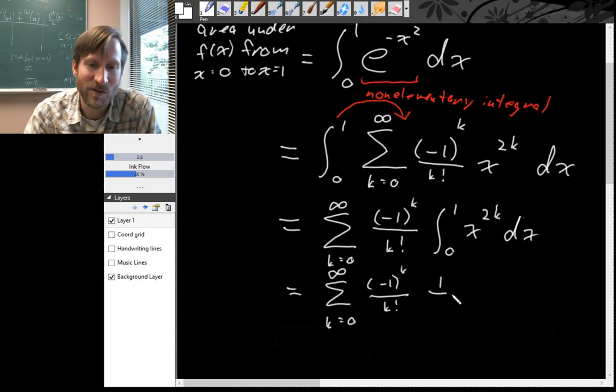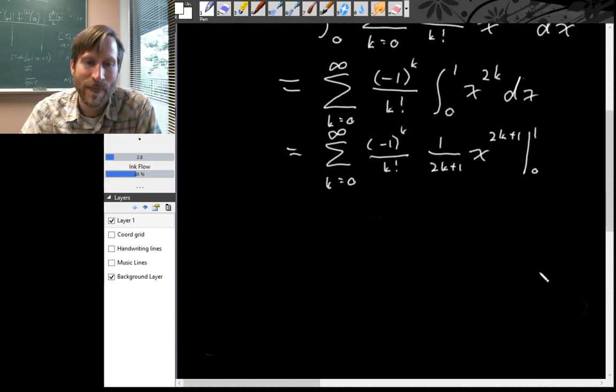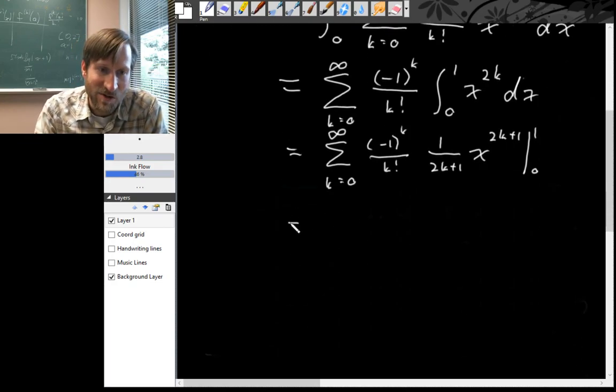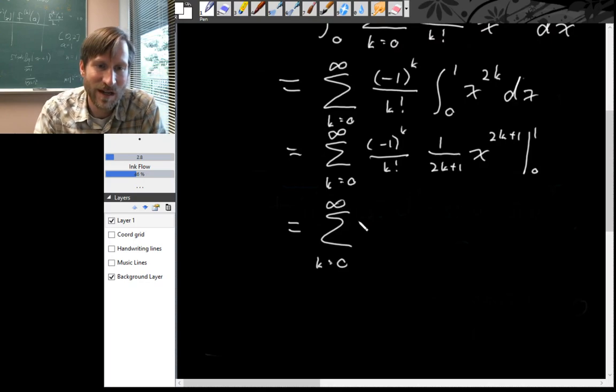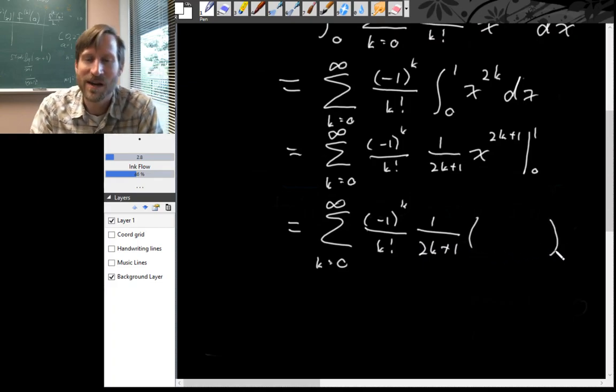This is going to give us 1 over 2k plus 1 times x to the 2k plus 1 from 0 to 1. And now we need to evaluate at our bounds. So sum from k equals 0 to infinity of minus 1 to the k over k factorial times 1 over 2k plus 1. And now let's plug in our bounds.